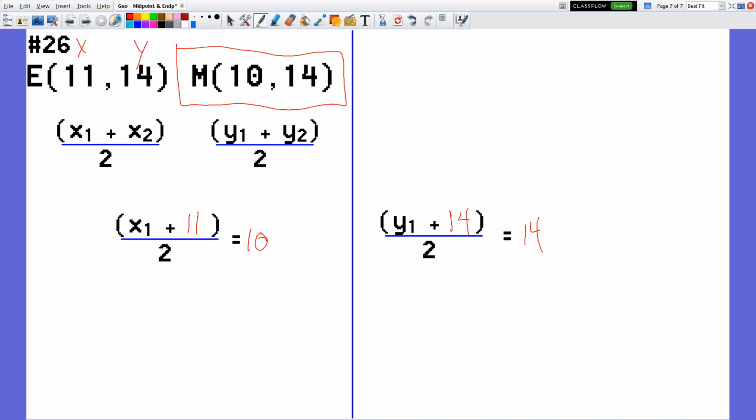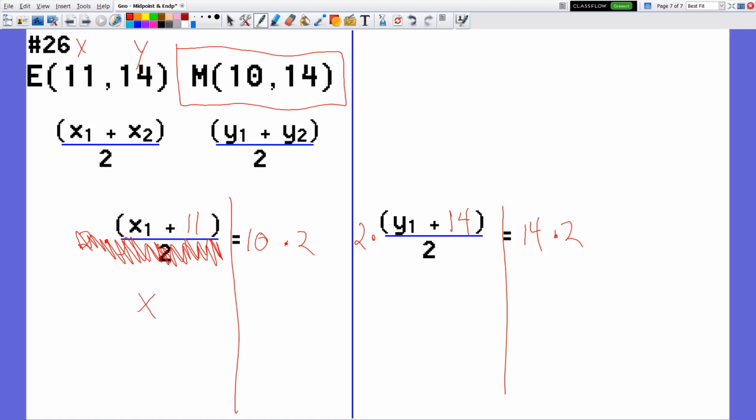All right, now we do the same thing. Times 2 on both sides, because we're balancing an equation. Times 2, times 2. I don't want half of that. I want to double that half and turn it into 1. That way I can solve the problem. Anything cut in half and then multiplied by 2 is going to turn into 1. X plus 11 equals 20. Anything that's cut in half and then you multiply that half by 2, half plus a half equals 1. Y plus 14 equals 28.